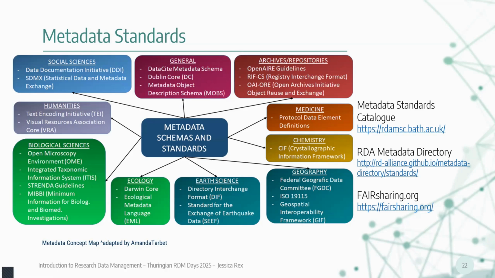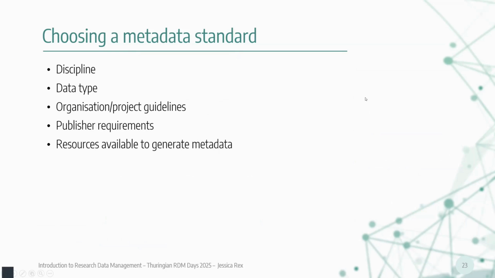Now you might think, okay, well, I found several. How do I choose one? As I already said, you want to go with what's the most discipline specific for you, and what fits with the type of data that you're using. Your organization or your project might have guidelines on what to use, so you should check that as well. And your publisher might also have specific requirements, for example your repository or whatever else you're publishing with, on what kind of metadata you should provide. So you should check that as well. And then it also depends a little bit on the resources that you have available to generate metadata. If you already have a workflow that generates them in an automated way, it'll be a lot easier than if you have to do it manually by hand.